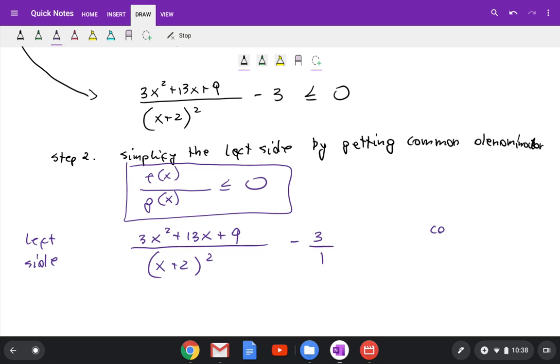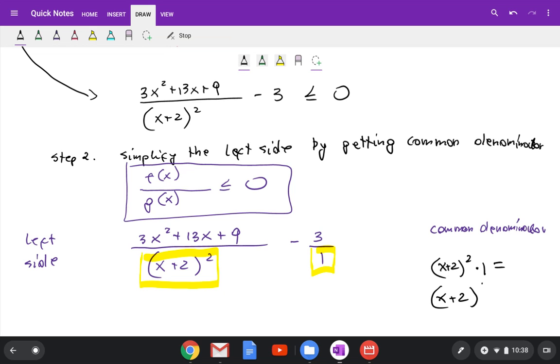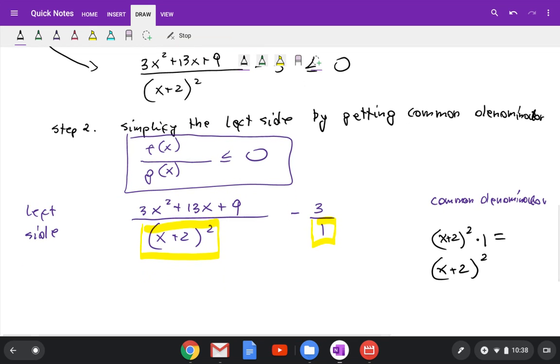Okay, our common denominator. You always compare, checking what denominators you have. We have x plus 2 to a second power and 1. So when you multiply them together, the common denominator will be x plus 2 to a second power times 1, which is just x plus 2 to a second power. Don't FOIL, don't distribute that, just leave it that way. This is our common denominator.